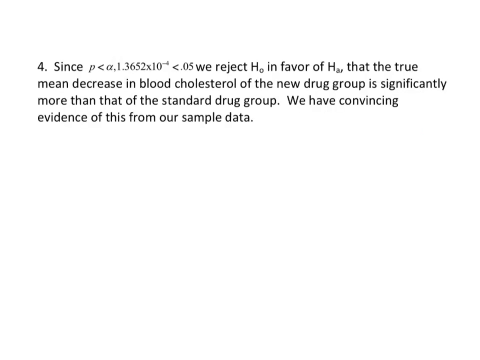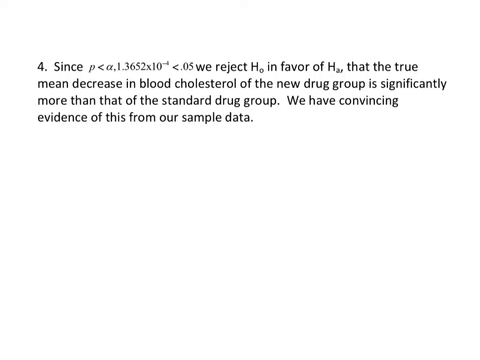All right, so our conclusion is here. Again, in context relating back to the null and alternative hypotheses, because our p-value of 1.3652 times 10 to the negative 4 is definitely less than alpha, 0.05, we're going to go ahead and reject the null hypothesis, which was that the two means were equal, in favor of the alternative, that the true mean decrease in blood cholesterol of the new drug is significantly more than that of the standard drug group.